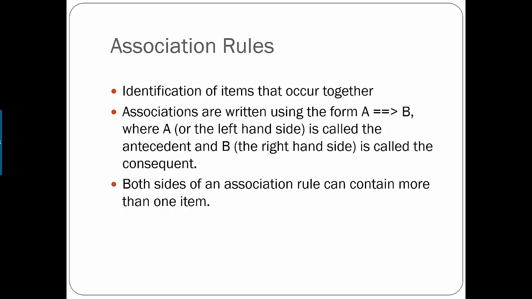Like you can have A, B and C, then D and E. So A, B, C will be your antecedent and D and E your consequent. But one thing that must be true is that the antecedent and consequent must be disjoint. There shouldn't be anything common. You can't say if A, B, C, then A, because A is already in the antecedent. So the antecedent and consequent must be mutually exclusive.